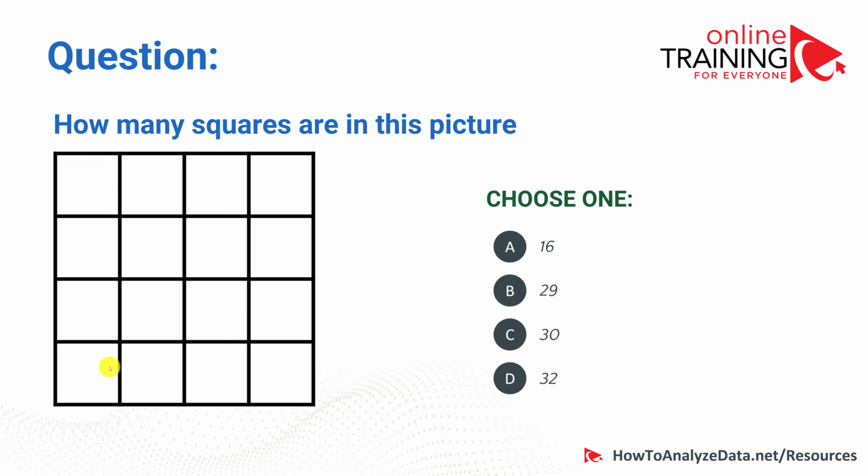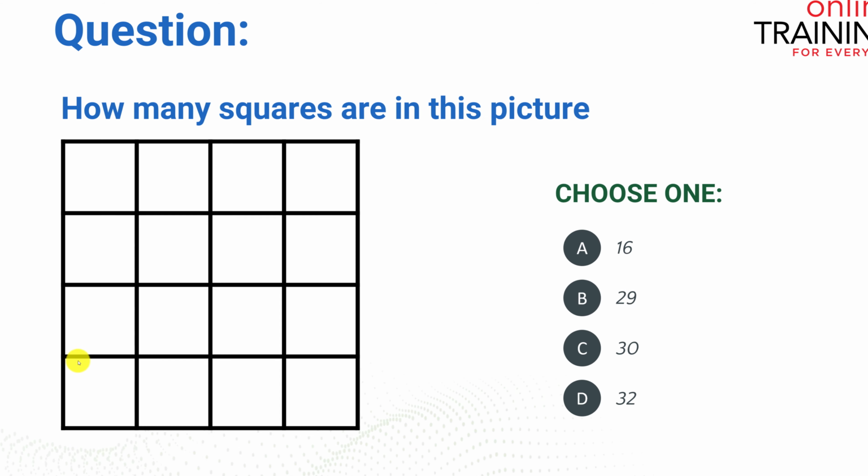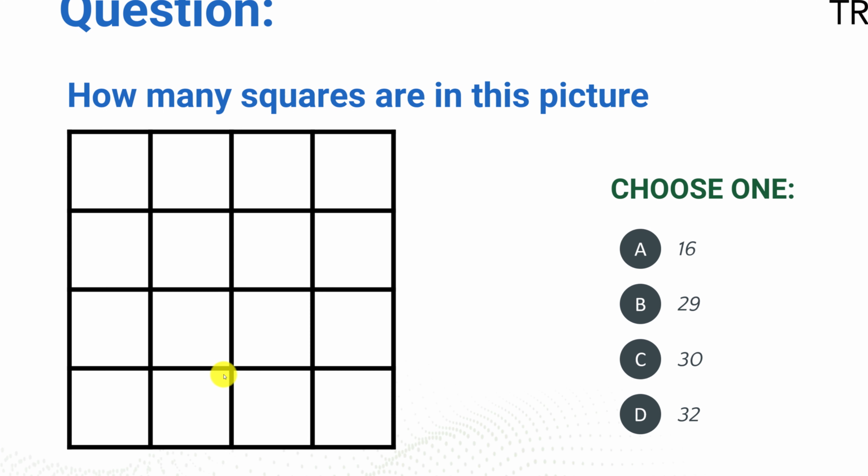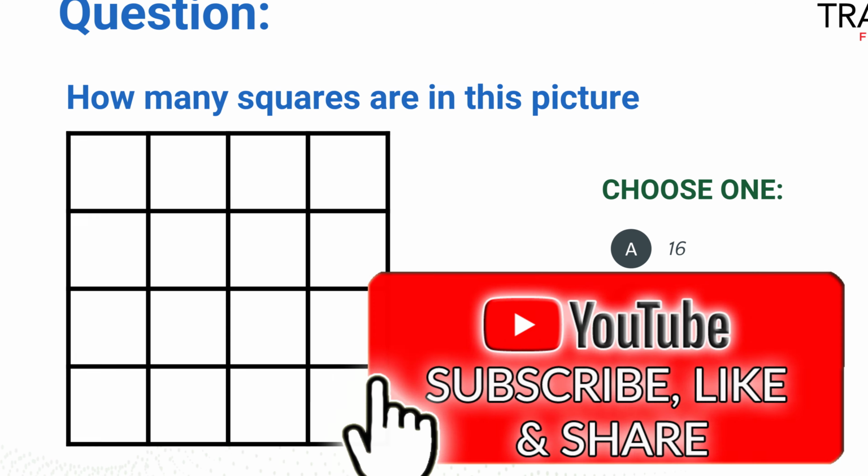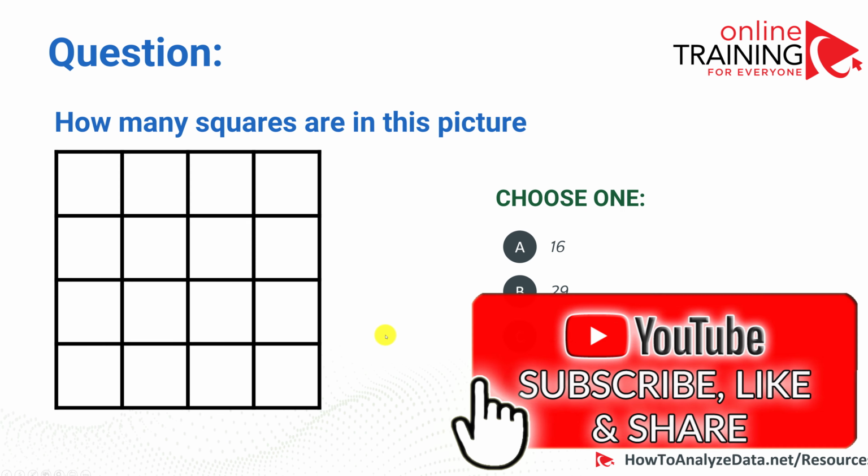The confusing part of this question is that squares are not only the small squares shown in the picture. If you count only small squares, the answer would be 16. But you can have this area as a square, you can have this area as a square, and the large area is also a square. Once you calculate all of those, you will get to the correct answer.